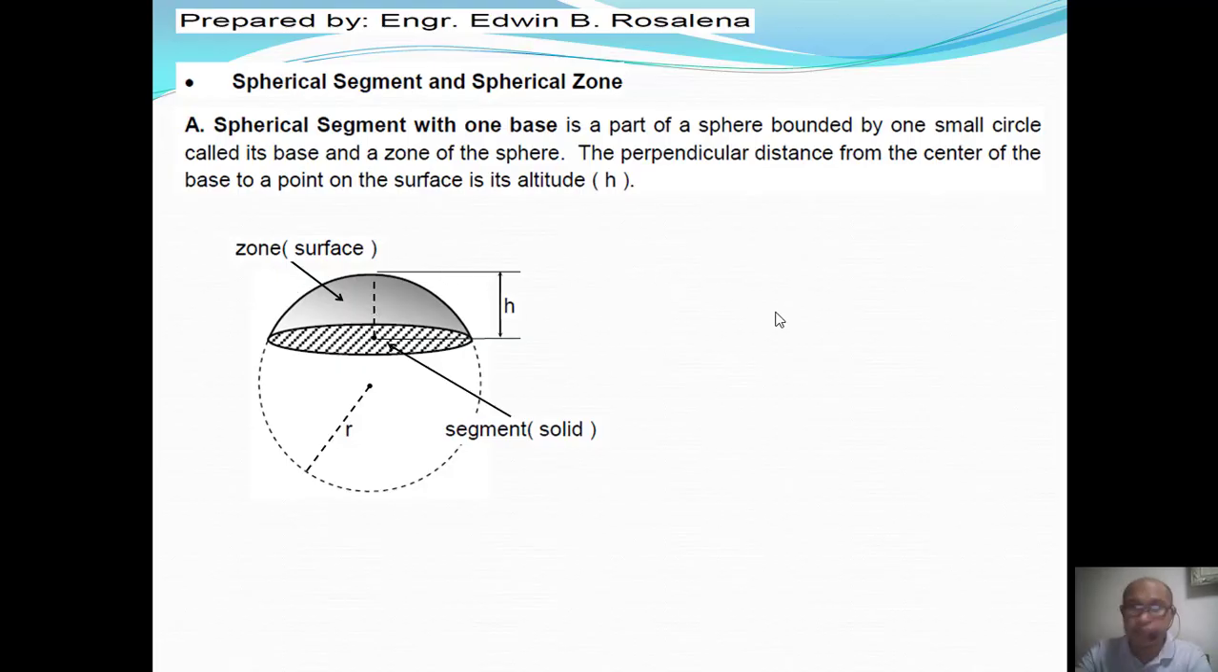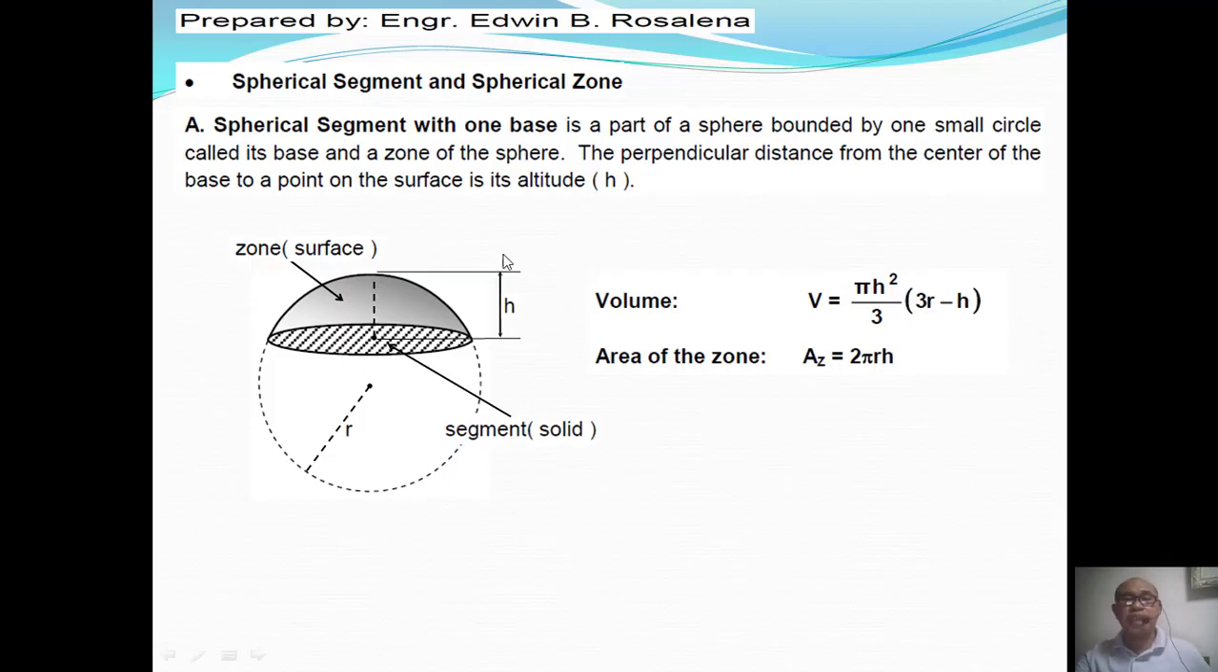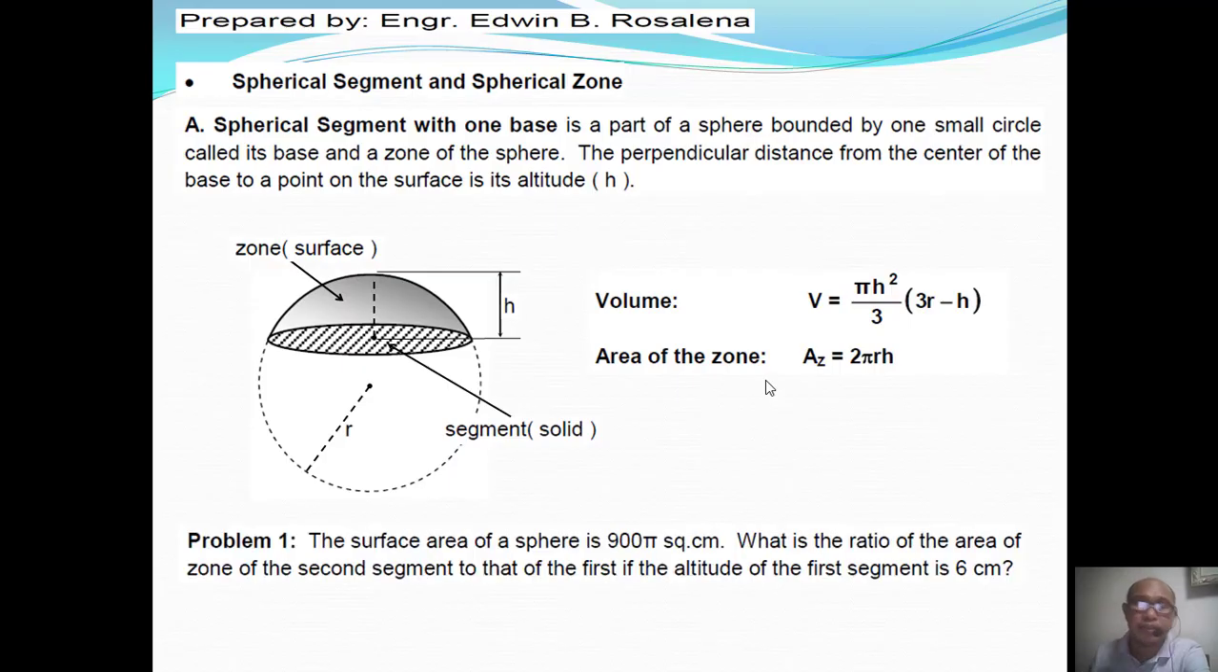So what are the formulas involved? So the volume of the spherical segment with one base is equal to pi h squared over 3 times 3r minus h. Then the area of the zone is equal to 2 pi rh, where r is the radius of the sphere. So take note, r here is the radius of the sphere. Itong given na to. Not the radius of the base. Okay? Hindi natin pinakita ang radius sa base. Only the radius of the sphere. Okay. So we can have representative problem to illustrate. Okay, so problem 1.